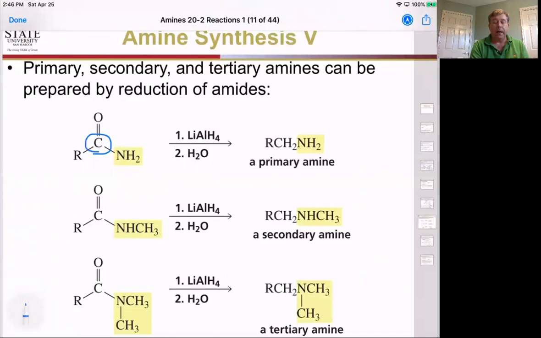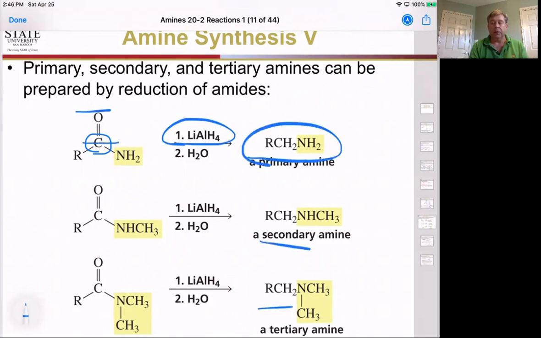What we're doing is we're adding hydrogen across this carbonyl bond here to give us our primary, secondary, or tertiary amine. So our carbonyl is the only thing that's being reduced. The amine and the alkyl chain are staying intact.